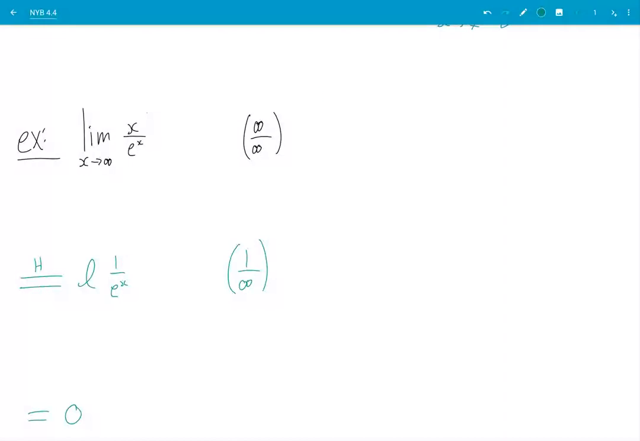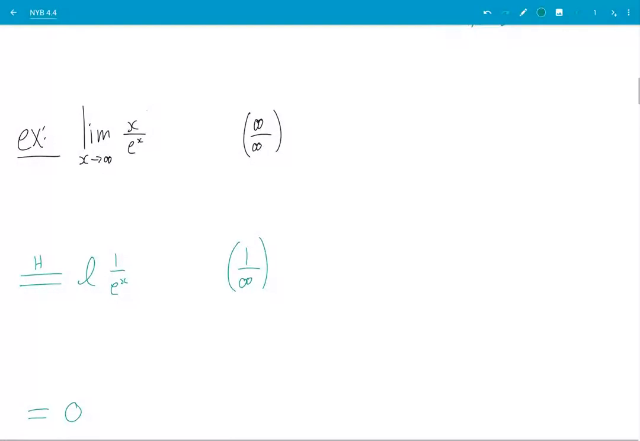But when I apply L'Hopital's rule once, my situation is no longer difficult. The numerator is 1, and the denominator is going to infinity, so my difficulty is resolved. This limit is definitely 0. So we're applying L'Hopital's rule until we have resolved our difficulty.